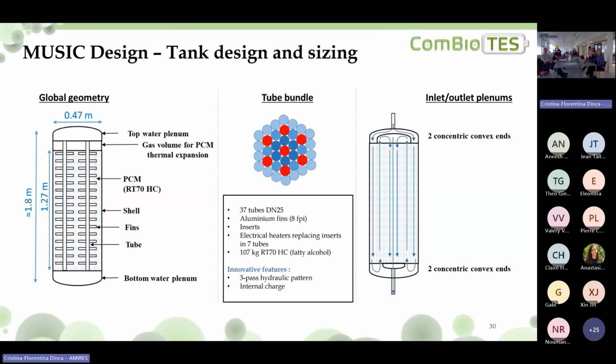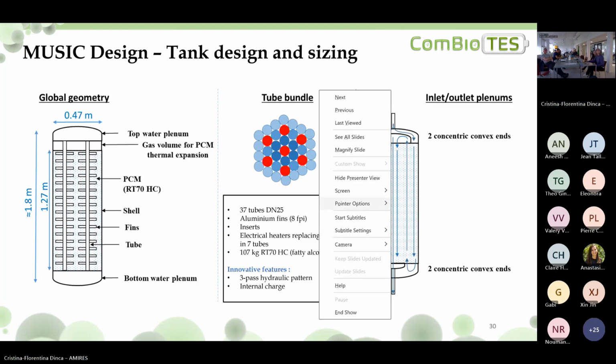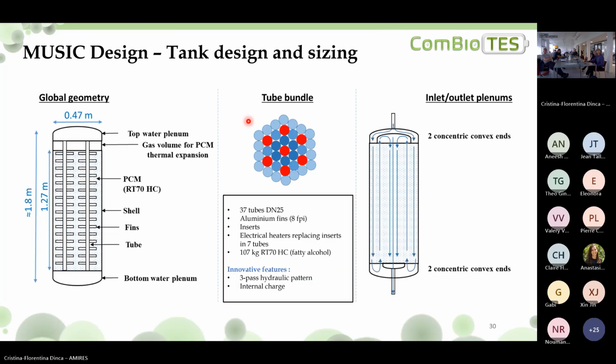And the second innovative feature is that we decided to install 7 electrical cartridges, so internal heaters, inside 7 of the 37 tubes of the storage. So the tubes equipped with internal heaters are represented in red in the sketch here. They are distributed in the storage.